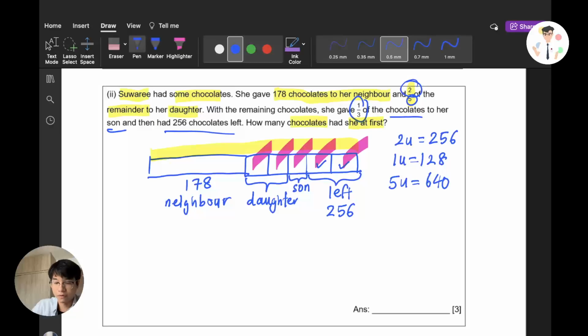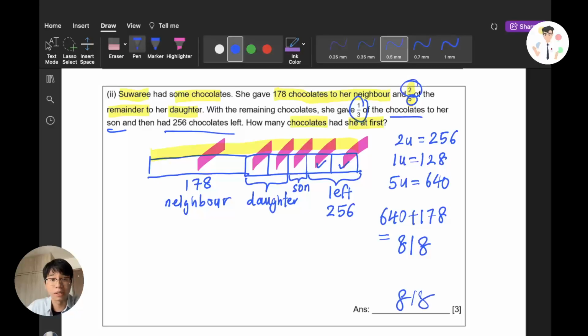And of course, I cannot forget the one that I gave to the neighbor. So I cannot forget this part. I need to give the neighbor, right? So 640 plus 178, that would be my total. Okay? So 640 plus 178, what you get is actually 818. So your final answer here is supposed to be what? 818. Then that's it. You are done for this question.